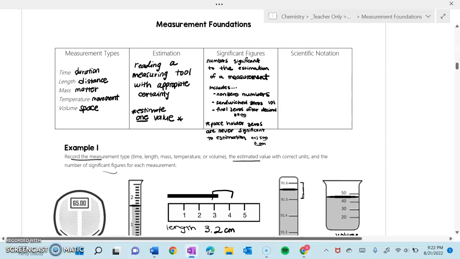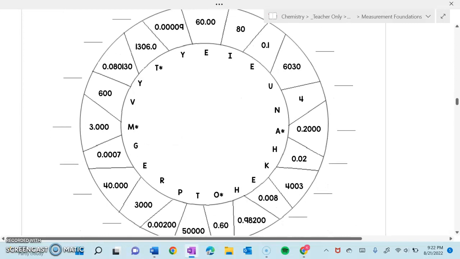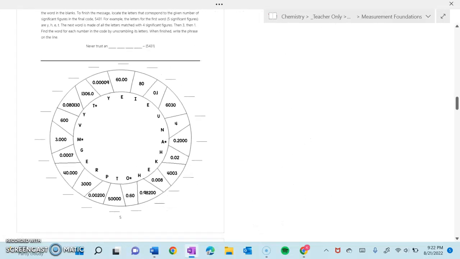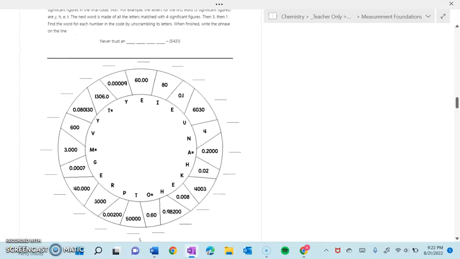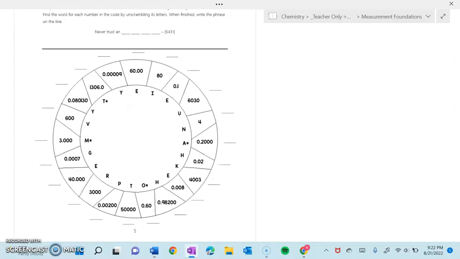So if you will go with me in your packets to this page here, this is a little significant figures practice. And it also has a little challenge as part of it. I kind of explained that in class. So reread the instructions to figure out what you're doing now that you actually have a better idea of what significant figures are, keeping in mind those rules we talked about.